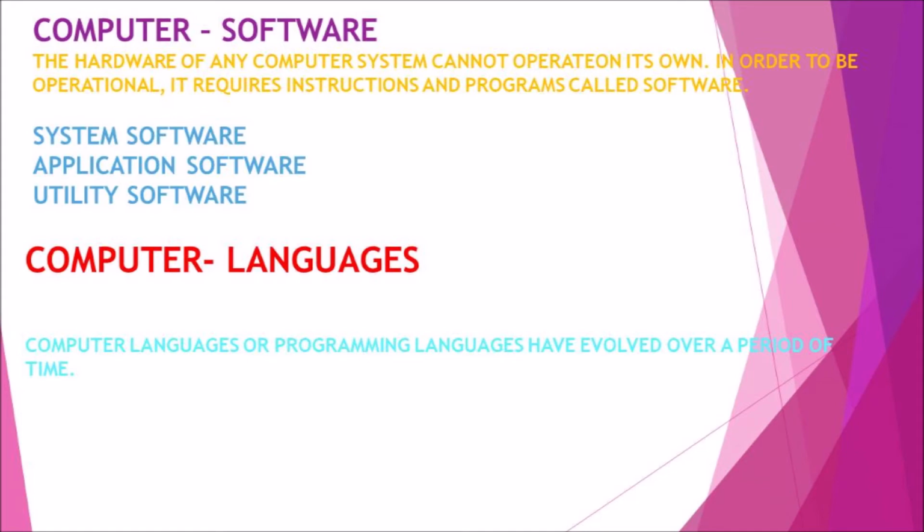And the last one is utility software. Utility software are add-on programs, additional programs to manage and maintain the computer resources, like an antivirus program to protect the computer, and also any backup software.